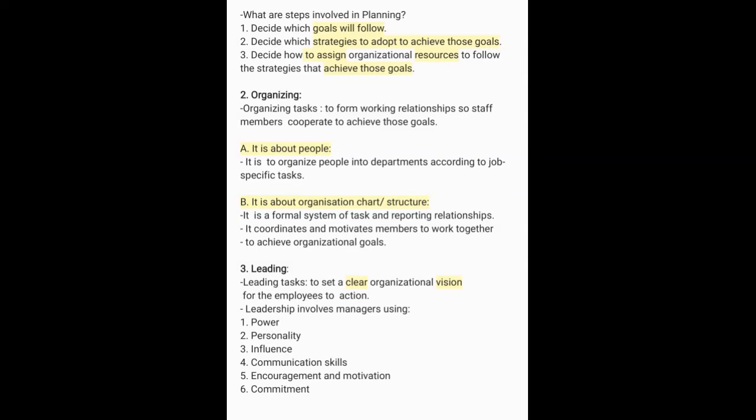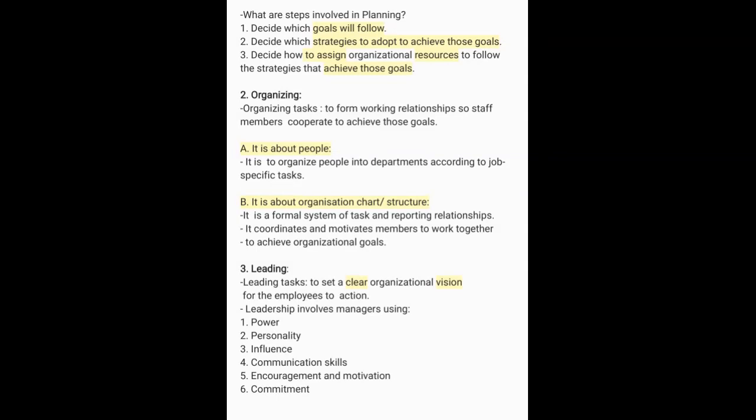Leadership is very important because it talks about chapter 10. Sorry, this connection was disconnected. Let us continue. Leadership is very important. Okay, managers use power.